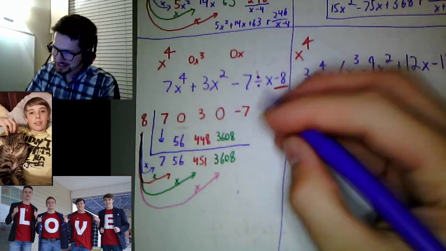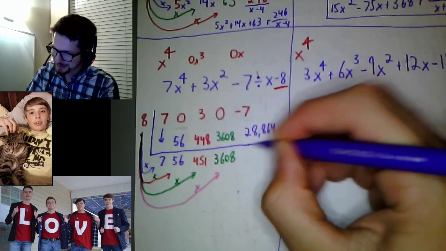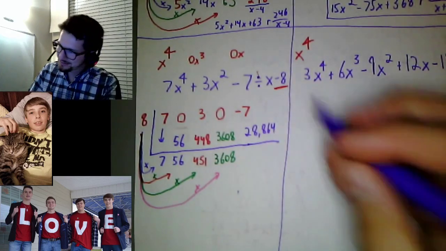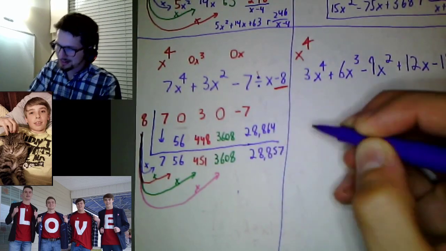I get the obnoxious number 28,864. What's 28,864 combined with a negative 7? 28,857. And I'm done.